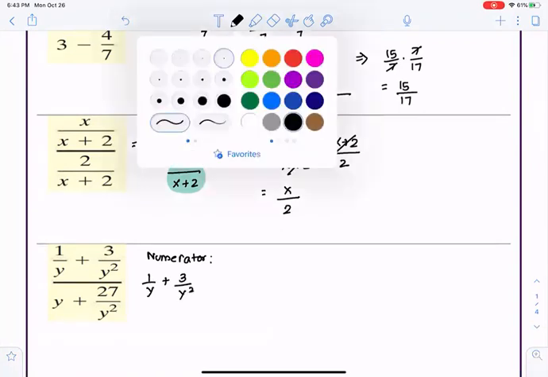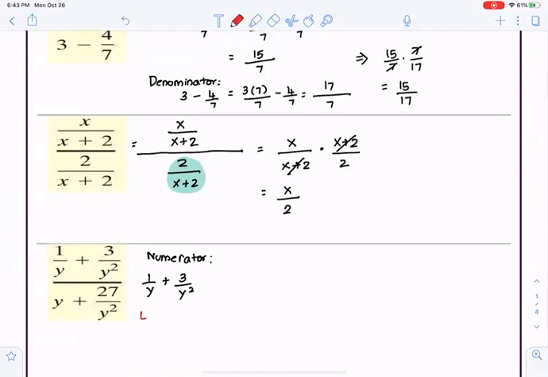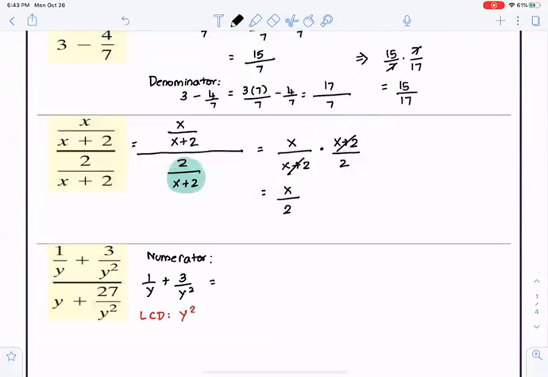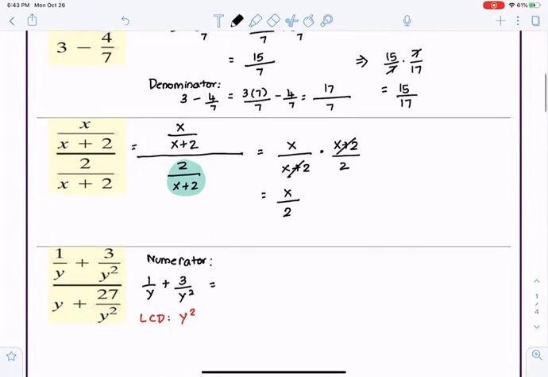Now, the first thing is to obtain the LCD. The LCD of y and y squared is y squared. So I have to convert the first denominator, which is y, to y squared. So I have to multiply and divide by y. 1 times y divided by y times y is y squared.